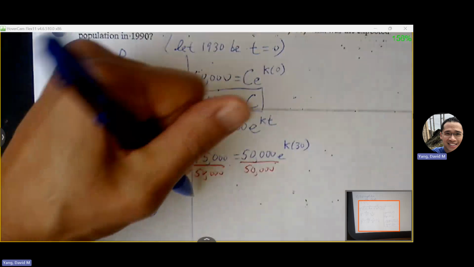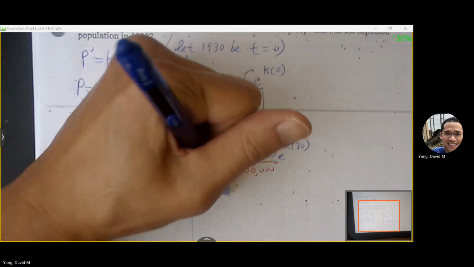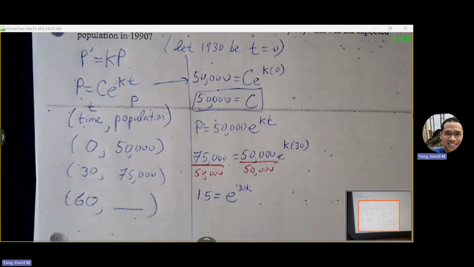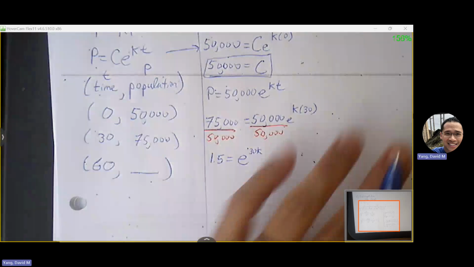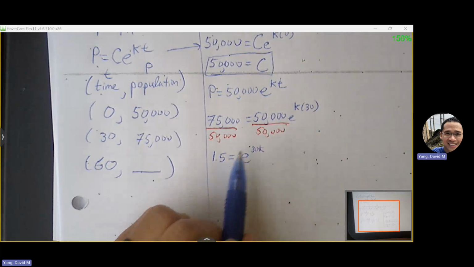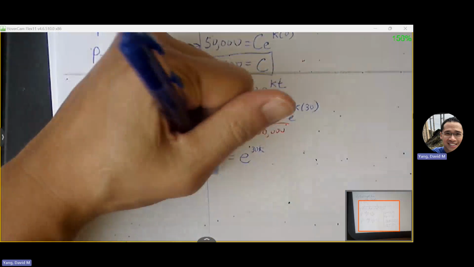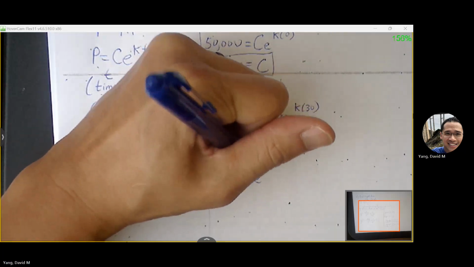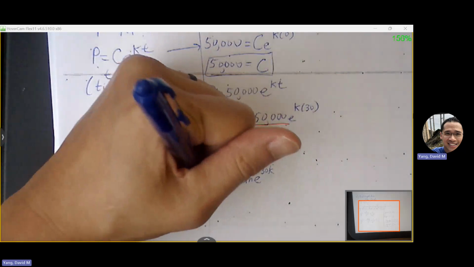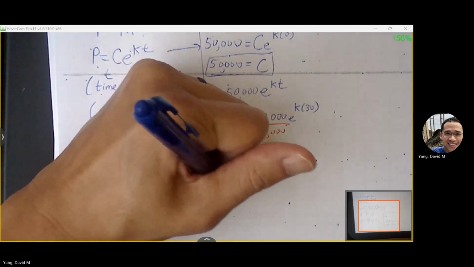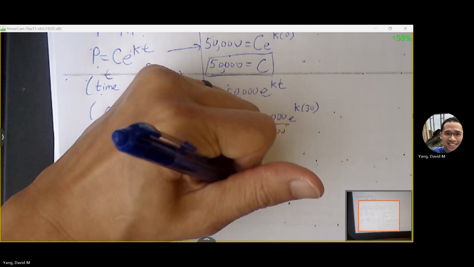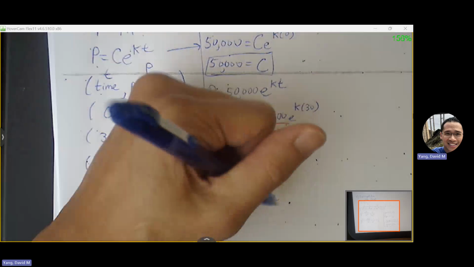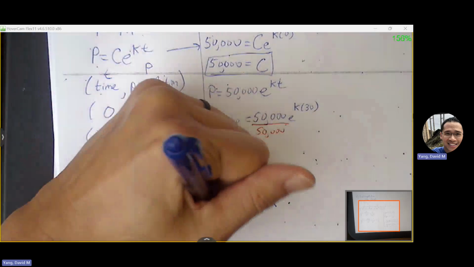I'll get 1.5. Next up, I want to solve for k. K is stuck in the exponent. We know we have an easier time with bringing down exponents if it's part of a natural log expression. So I'm going to make both sides natural log. Now that exponent is free to come down. What's natural log of e? Just 1. So that goes away nicely. So I can solve for k, divide both sides by 30.